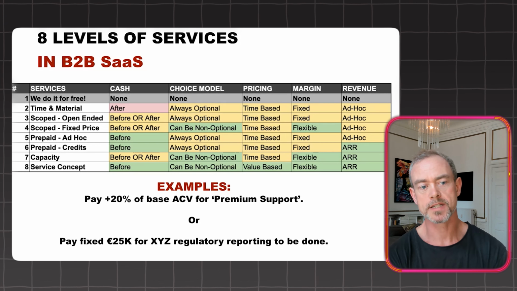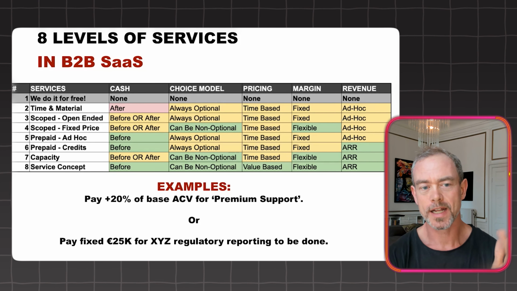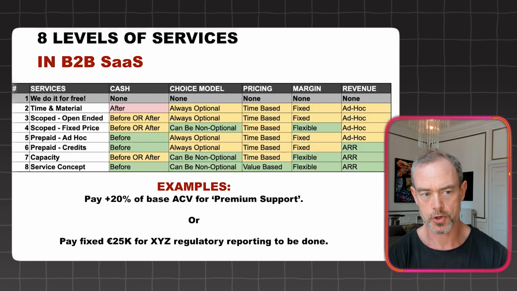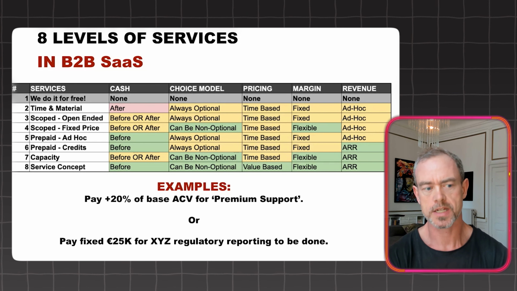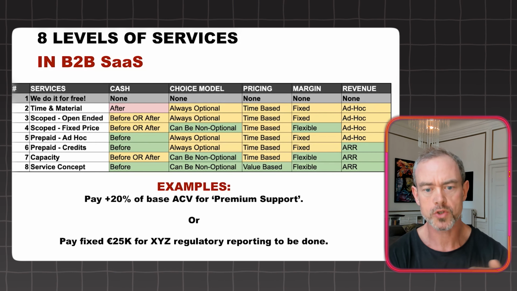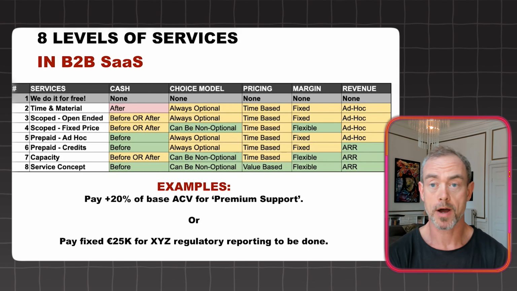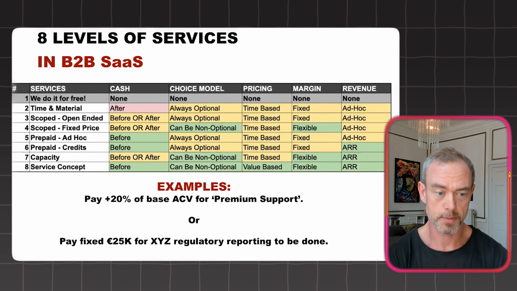And usually what happens is that people, whenever they have services, they sort of level up. Like, they start at level 1, they just do things, and then they start charging. And then sometimes they'll do prepaid, or they'll do scoped projects sometimes. And then they will work towards different models, where service concepts by far tend to be the most profitable ones overall, especially for B2B SaaS.